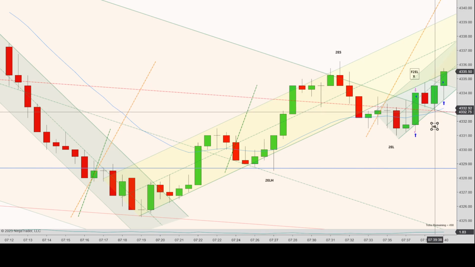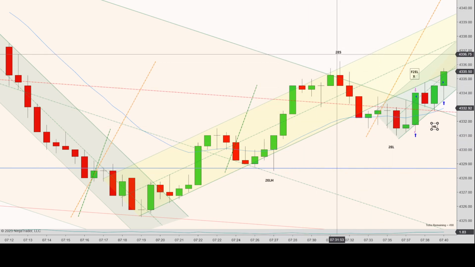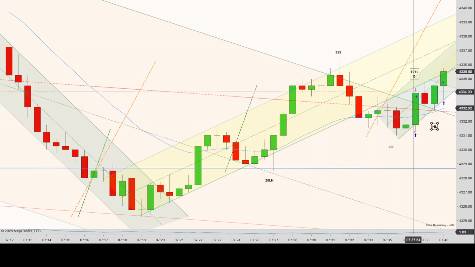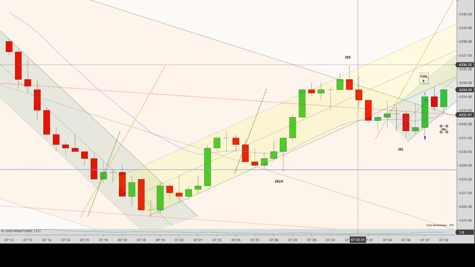I like that it bounced off the EMA, and I thought this was a potential support right here with another potential move back into this yellow trading range. So it broke out, made one attempt up, and I'm thinking it's going to make a second attempt up when I was looking here to test this high.